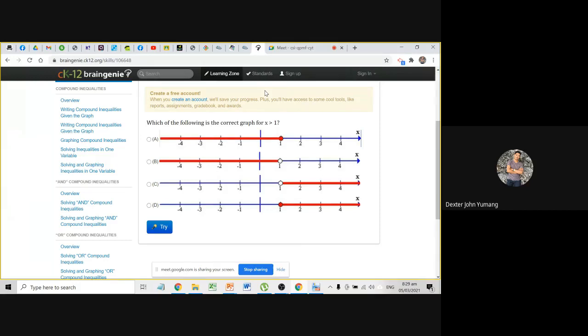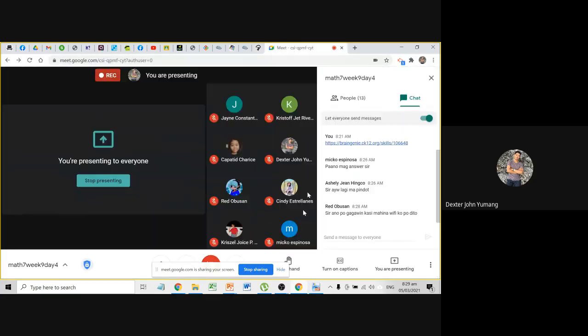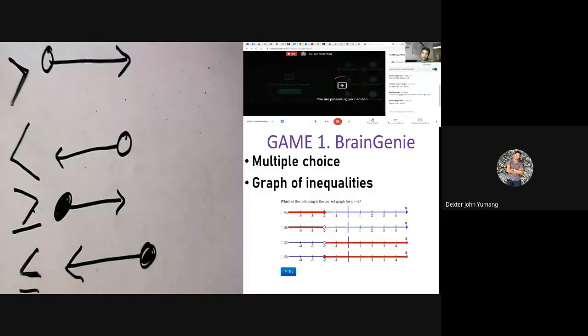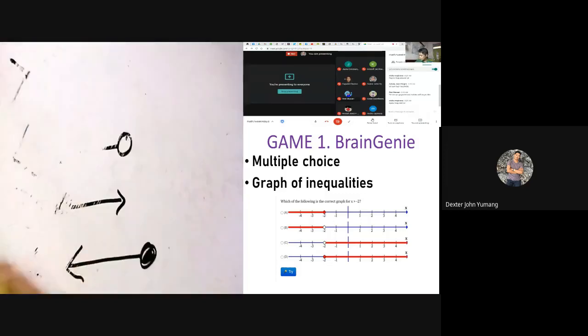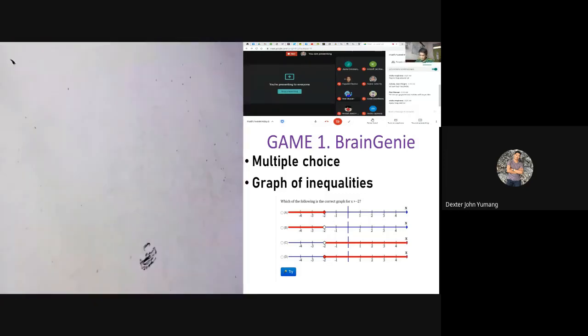Okay, Red. So, kung maalala nyo po yung lesson natin nung Tuesday, this is just a multiple choice answer. So you are just going to identify what is the graph of the given. Similar to this example that I am trying to present.